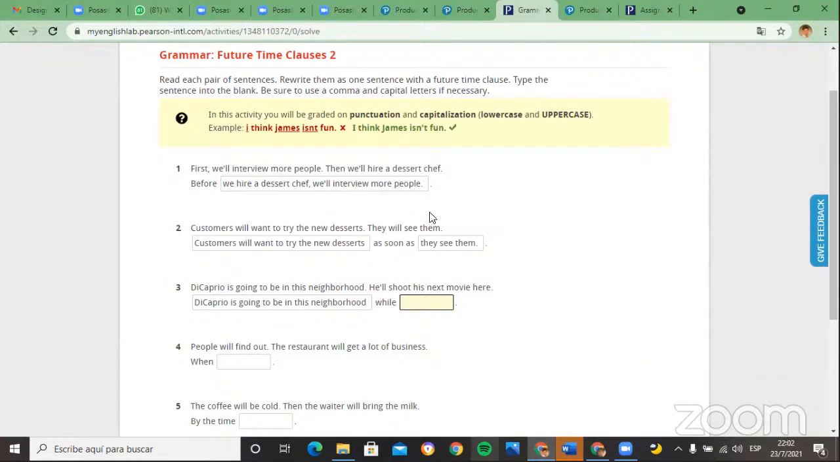Like the tense of this second sentence, it could be like "while he's shooting his next movie here," or it needs to be like "while he shoots his next movie." In this case, it's better with shoots, right? In present. Yeah, because we don't have continuous form in the first example. But in a talking way, it would be correct to say that, right? Yes, of course. Thank you.